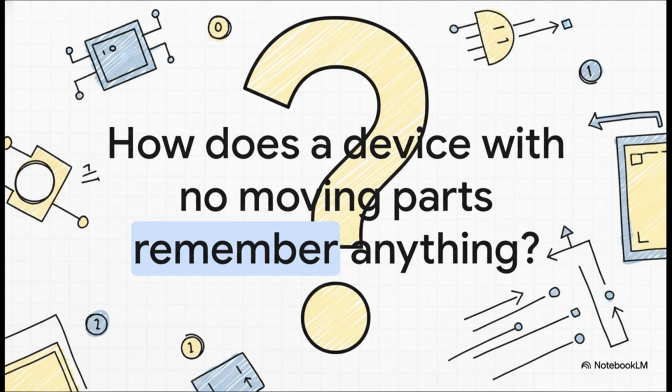I mean, really think about this question. With an old spinning hard drive, you could kind of picture it, right? A little arm writing data onto a spinning platter. But your phone? Your laptop's solid-state drive? There's nothing moving in there. It's just a silent piece of silicon. So how in the world does it remember anything? That's the exact puzzle we're going to solve.